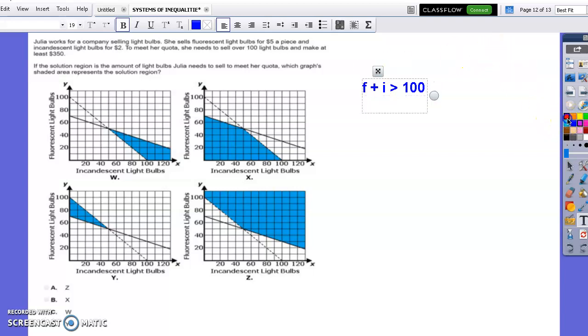And the second part of this is the cost. It costs $5 for a fluorescent light bulb. It costs $2 for an incandescent light bulb. And she needs to make at least, so at least is greater than or equal to, $350. All right.